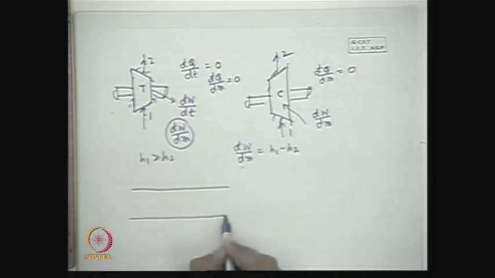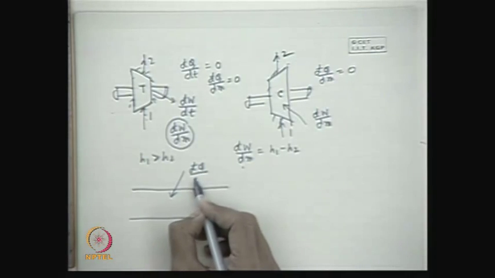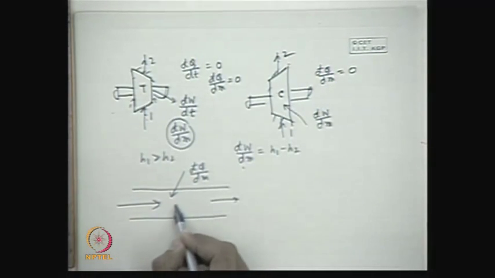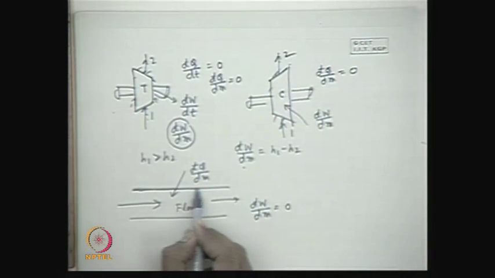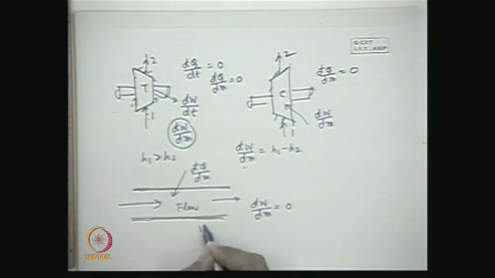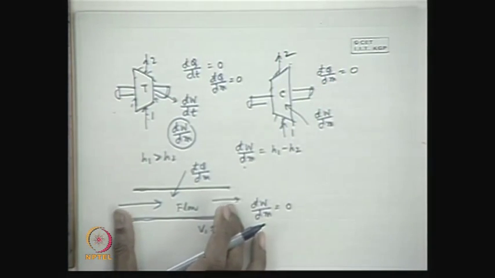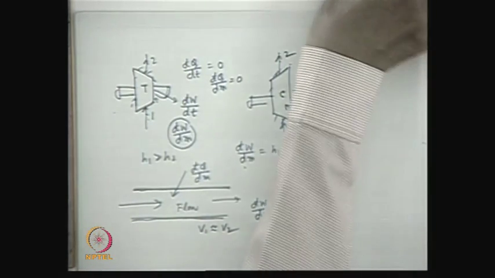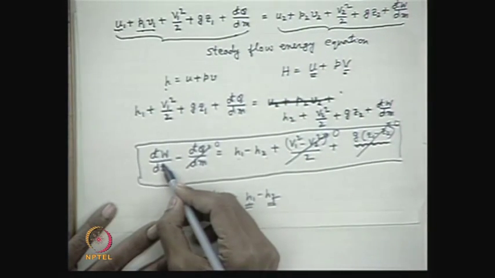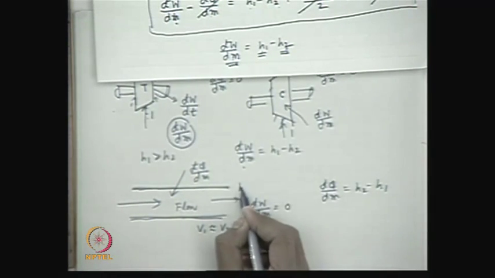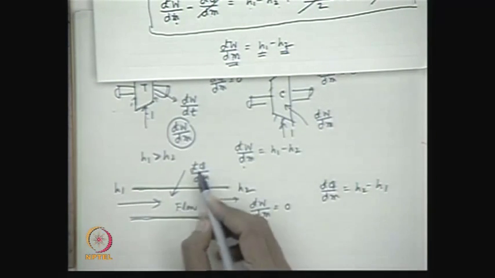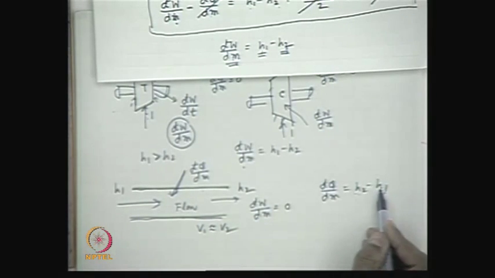Similarly, there are devices like a heat exchanger where there is only heat input to a system, for example, a fluid flowing through a pipe, and there is no work transfer. That means dW/dm is 0. And if the flow area is uniform, we can neglect the kinetic energy change. That means V1 is almost equal to V2. And if we neglect the changes in the potential energy, here also we can write from this equation, making this 0, minus dQ/dm is h1 minus h2, or dQ/dm is h2 minus h1. That means it is the difference of enthalpy which gives this heat transfer. That means this is positive. That means heat is added when h2 is more than h1. If h2 is less than h1, the heat is rejected.